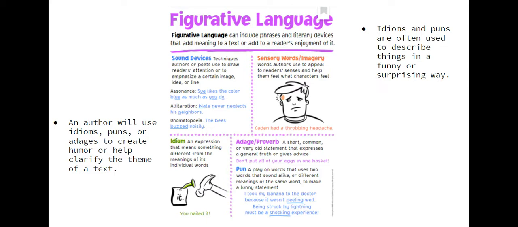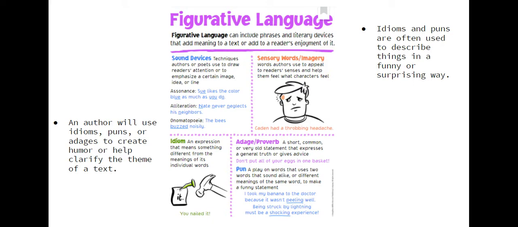An author will use these idioms, puns, or adages to help create humor. Okay, so let's get to some of them and explain them. An idiom is an expression that means something different from the meaning of its individual words. So if someone walks up and says, "You nailed it," do they mean that you got a hammer and a nail and you stuck something on the wall? No, they probably mean that you tried something new that you had not been able to do before, and now you're able to do it, and it looked amazing.